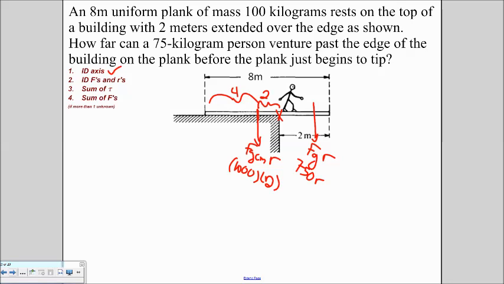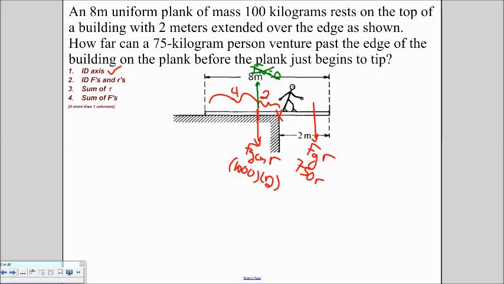Now, there could be another force acting on it: a normal force pushing up. However, they're asking for the point right before it begins to tip, which means your normal force equals 0. Under normal circumstances, if he wasn't out there, there would be a normal force, because something would have to counteract gravity. So that's 0, so that goes away, and we can start working.